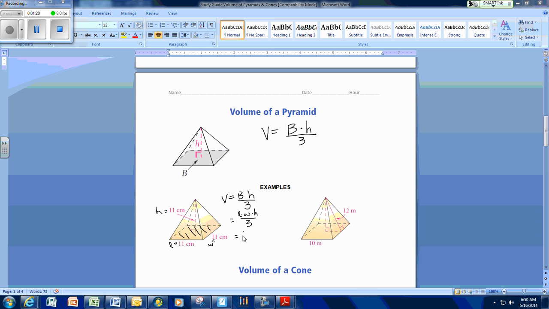So let's plug that in. It's going to be 11 times 11 times 11, and then divided by 3. We do that properly, and we get approximately 443.6 repeating. So round that to 443.7, this would be centimeters cubed.